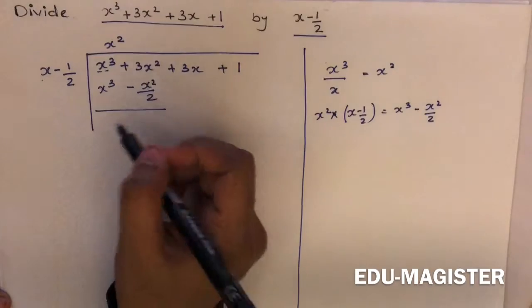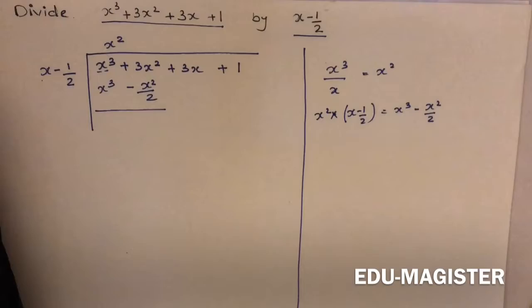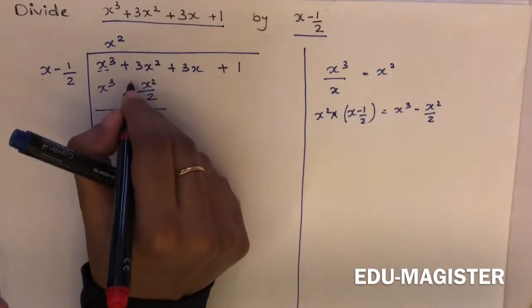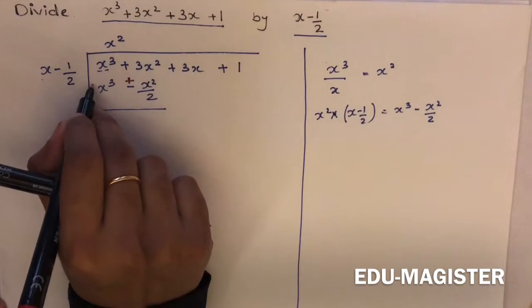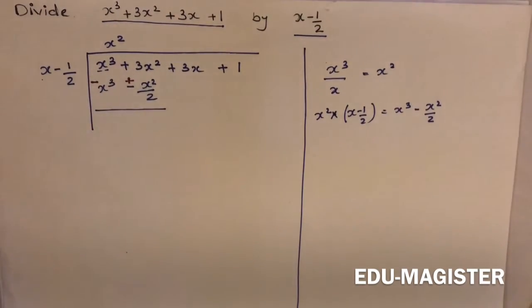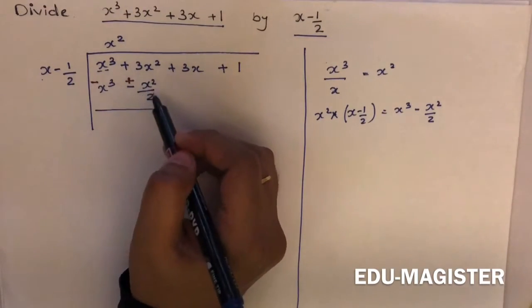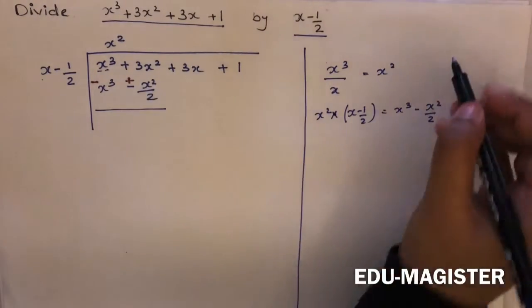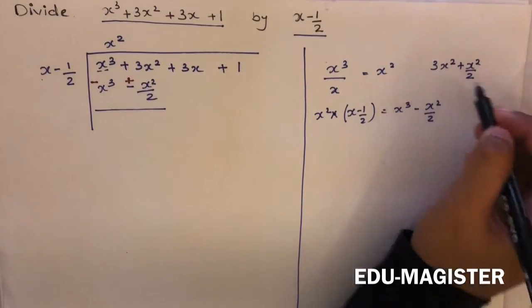Now we need to subtract this and this. So in order to subtract, we need to change the signs. That is, here the sign of this term is negative, so we will change it to positive, and here it is positive, so the sign will change to negative. Now just do the algebraic operation. 3x square plus x square by 2.